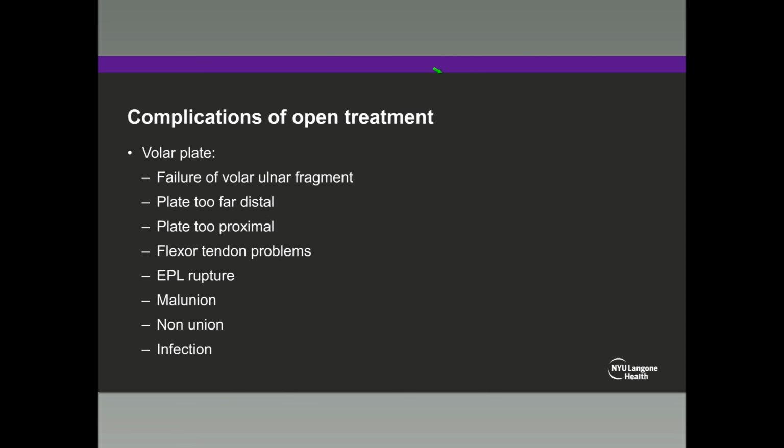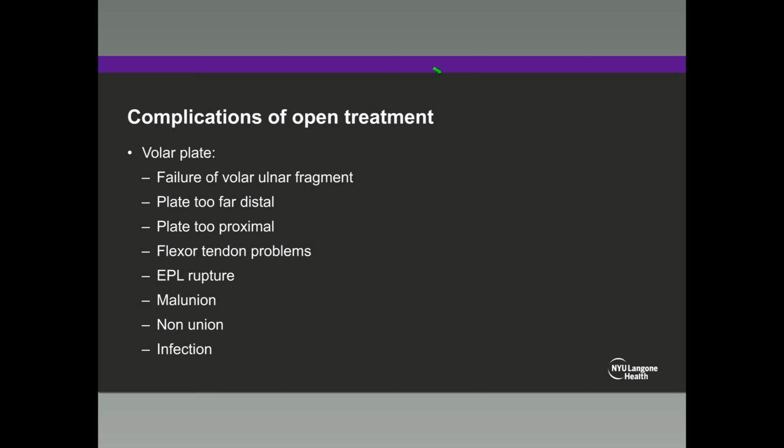Now, this slide really just goes over some of the specific things, which we're going to talk about in more detail in the next few slides. With regard to the volar plate, I really do want to make sure that my volar plate is abutting and fixating the volar ulnar fragment. I want to make sure my plate's not too far distal, causing irritation to the flexor tendons, and make sure my plate's not too proximal, and I'm going to miss fixation of the distal segment.